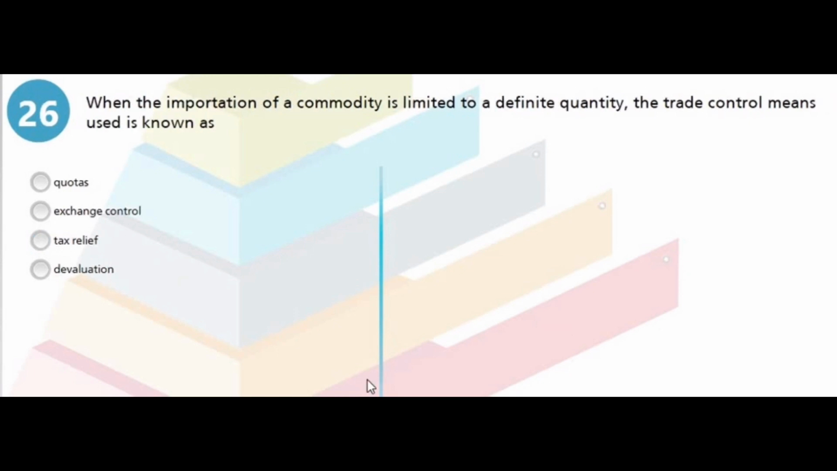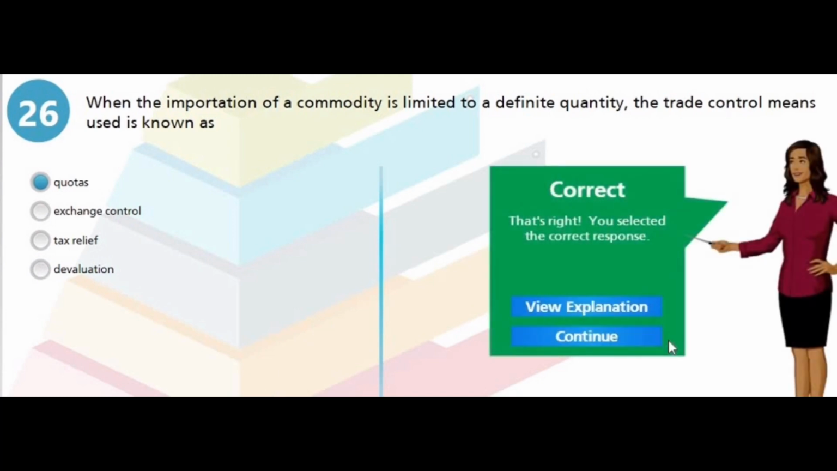Question 26. When the importation of a country is limited to a definite quantity, the trade control means used is known as what? A, quotas, B, exchange control, C, tax relief, D, devaluation. So the right answer here is A, quotas. Quota is when the importation of a commodity is limited to a definite quantity. So that's the right answer.